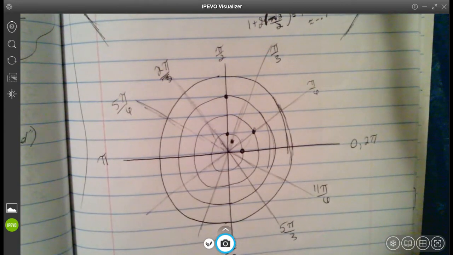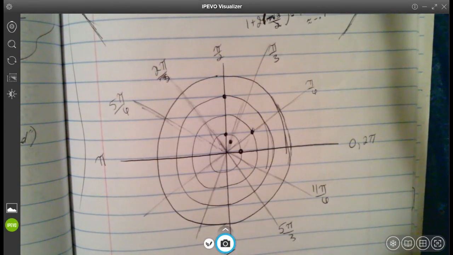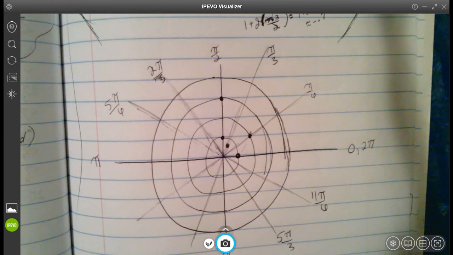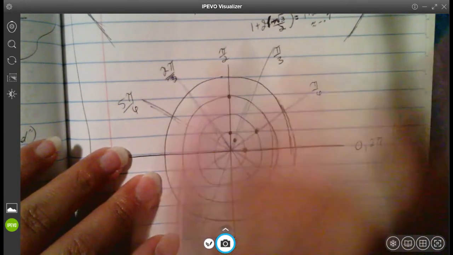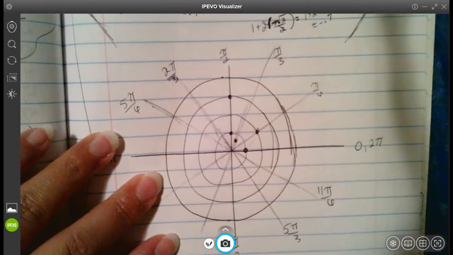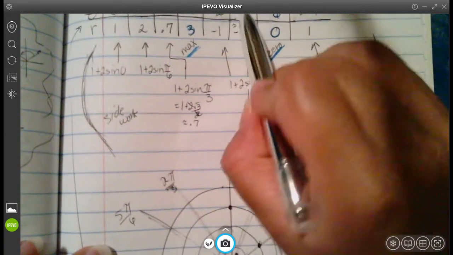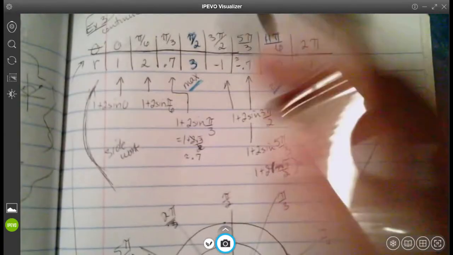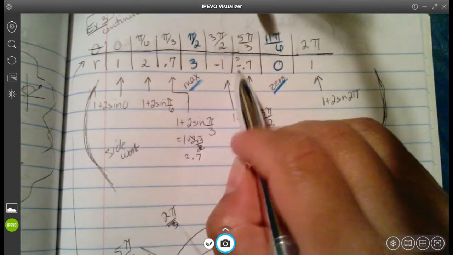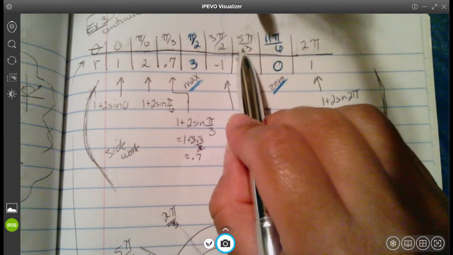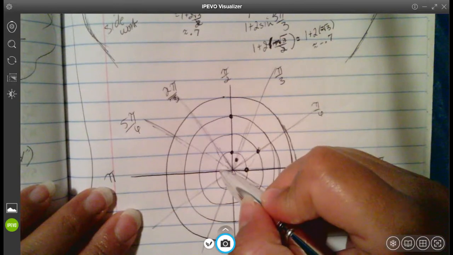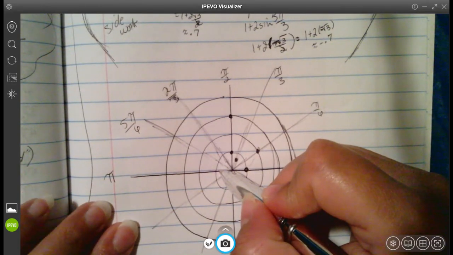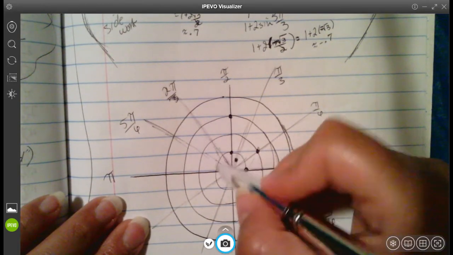You know what? Let me double check one thing. I'm pretty sure this one shouldn't be 0.7, but let me just check. So 1 plus square root of 3. Yeah, that's what I thought. Okay, I have to fix one, but I'll fix it right now. Let's move on. And then we have 5 pi over 3, -0.7. So we're going to go to -0.7 and then find this angle. So -0.7 is about right here, and then 5 pi over 3. Remember that we're going the opposite direction.